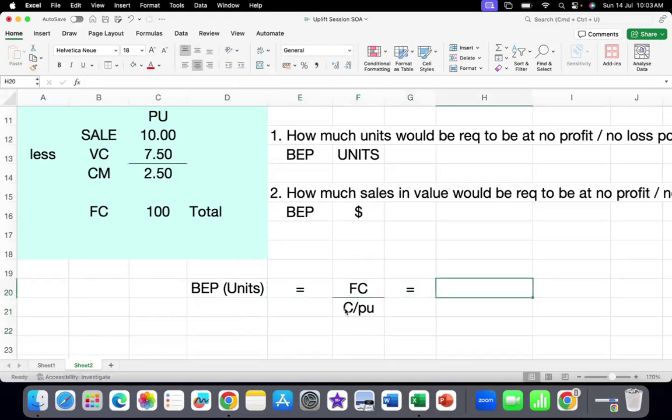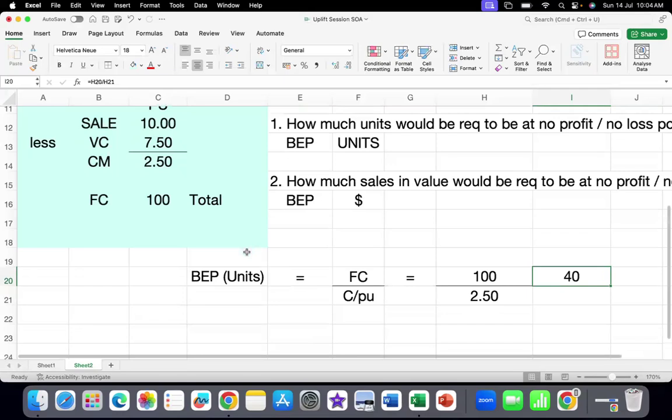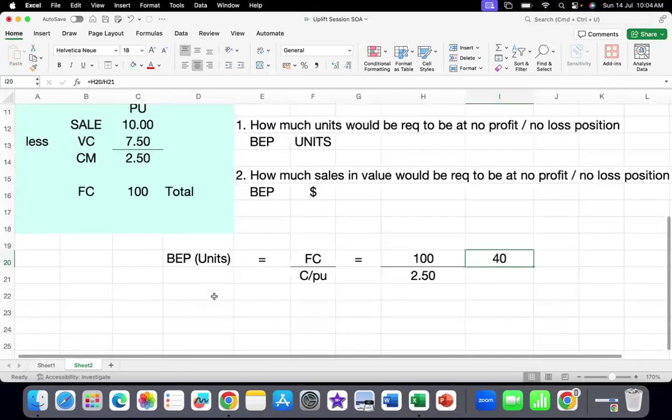So the fixed cost we have is this, that is 100. Then you divide it by contribution per unit, which is this. And then if you want to take an answer for it, it will be 100 divided by this. That means you need 40 units at the given rate. And if you can produce those 40 units, you would be at break even. If you want, we can cross verify this.